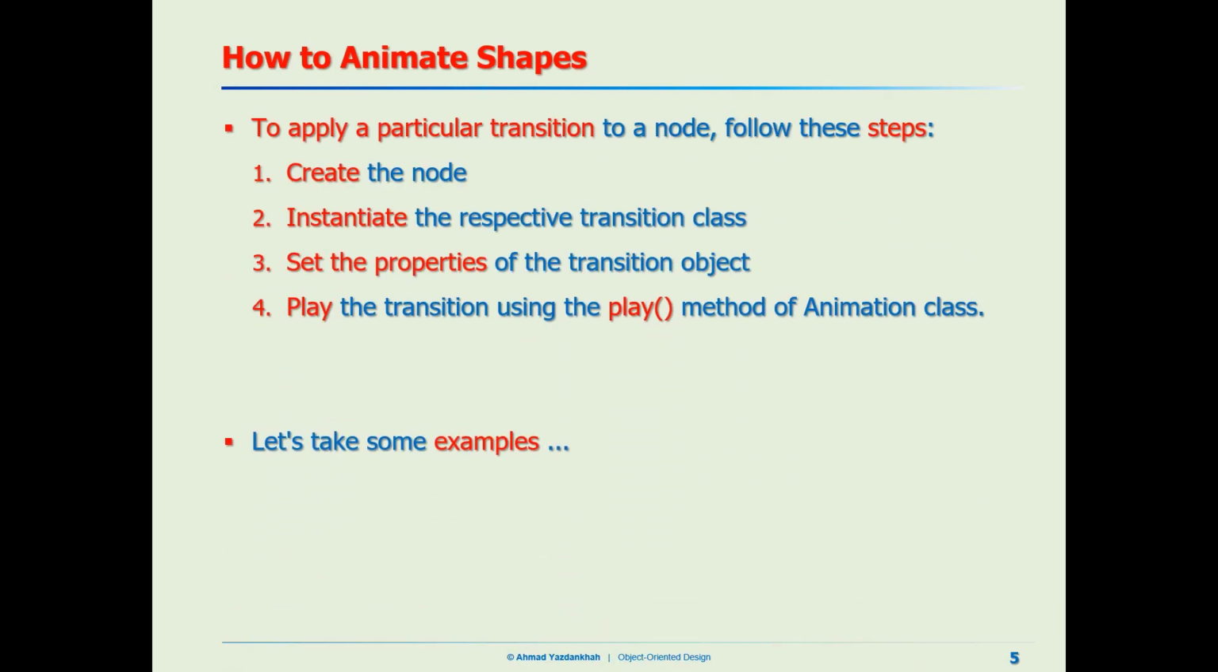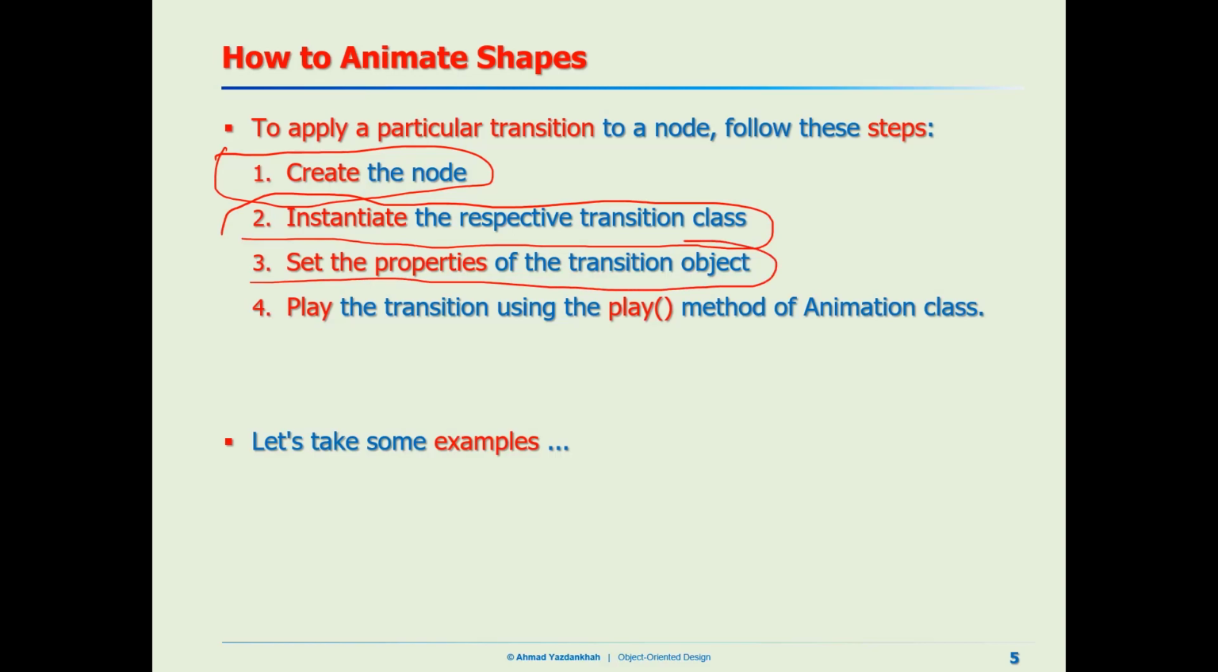Okay. So how can we make a transition? We need to follow a couple of things. First, we create that node, whatever it is. Let's say a circle. Then we instantiate the type of the transition, and also we set the properties of that transition, and then we call a method, it's called play. And these four steps are required for all of the animations that we will make. Okay, so let me take some examples.